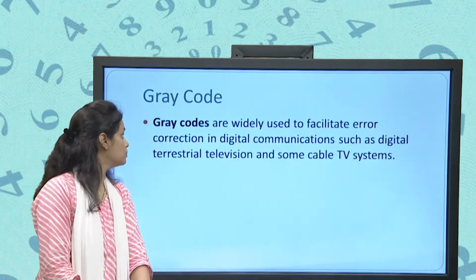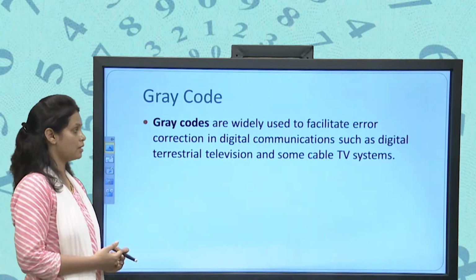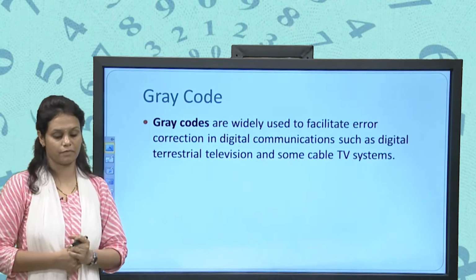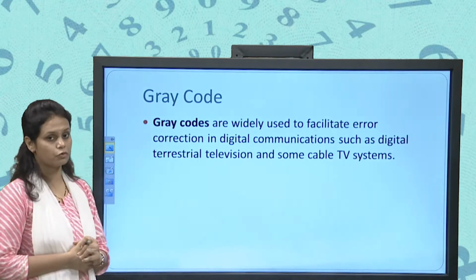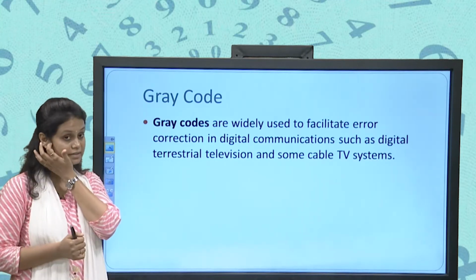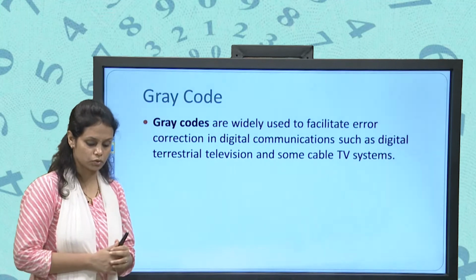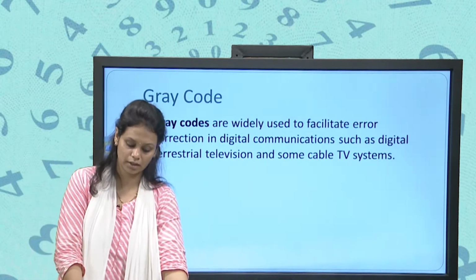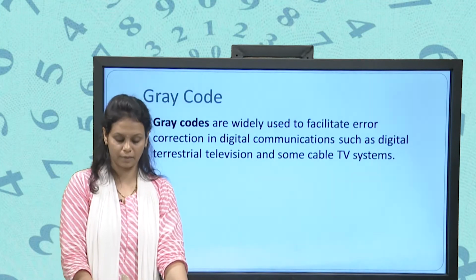Fine. Next is the gray code. This is also a different number system. Now see what the gray code is and where it is used. First of all, gray codes are widely used to facilitate error correction in digital communication, like digital television or some cable television systems. It is used to detect or correct errors in digital communication like digital TV and some cable TV also.